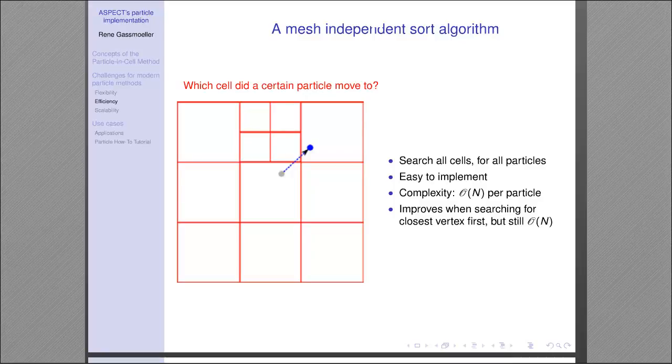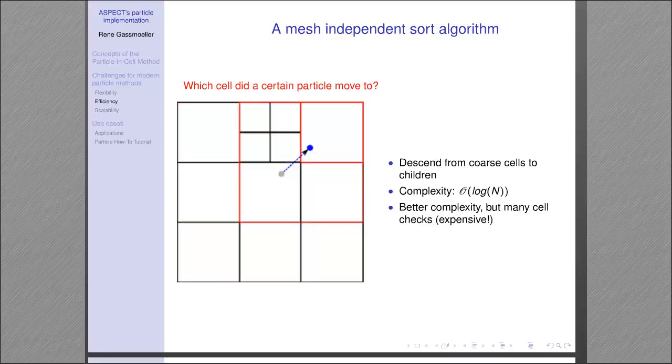Since you usually also double the number of particles if you double the number of cells in your domain, you will effectively have something like a complexity of O of n squared, which is usually unacceptable for large-scale computations. You can improve this algorithm if you first check which is the closest vertex, the closest corner of the cell to the particle, and then only check the cells around that corner. But you would still have to check O of n vertices, so the complexity of this algorithm would not improve.